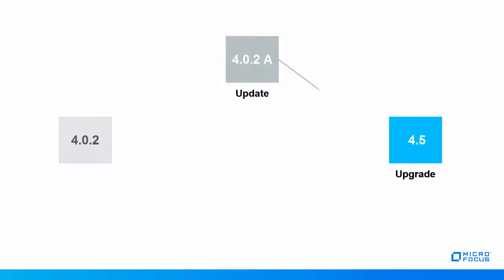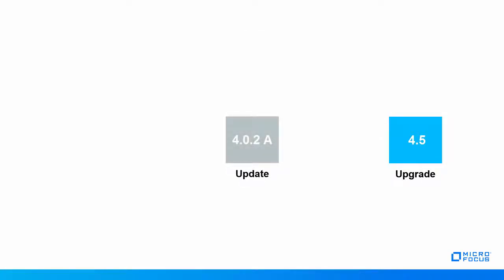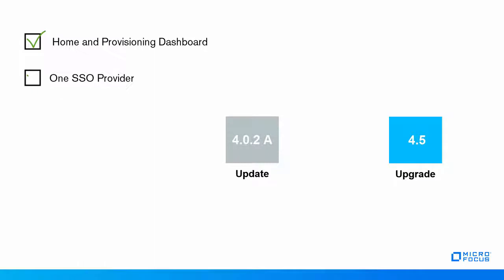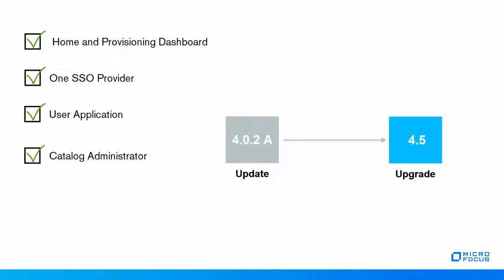To upgrade user application, you can directly upgrade from 4.0.2 to 4.5 or apply patch 4.0.2a and then upgrade to 4.5. If you choose to update patch 4.0.2a, this also includes Identity Manager Home and Provisioning Dashboard, OSP, in addition to user application updates. Upgrade from 4.0.2a to 4.5 includes an update to these components and also installs the catalog administrator.